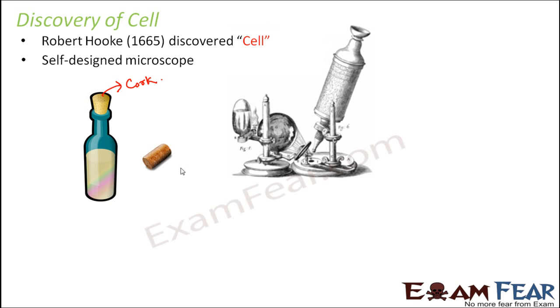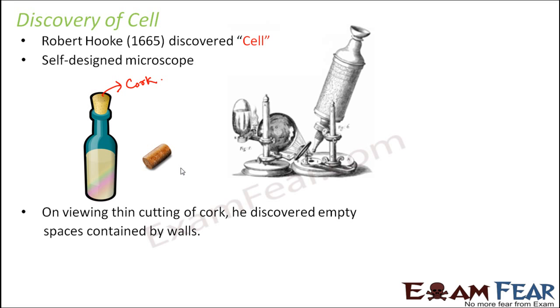So this cork, you can see here. And then, on viewing the thin cutting of cork, he discovered there are empty spaces contained by walls. So he took a very thin slice of this cork, and this slice was observed using the microscope. And then he observed that it was like a honeycomb structure. So there were empty spaces which were surrounded by walls.